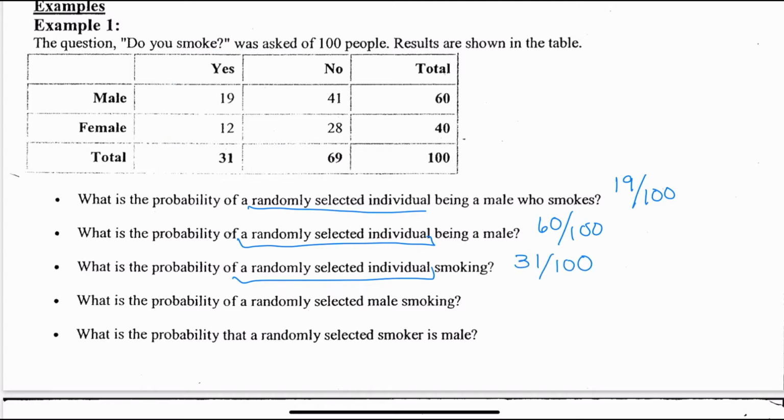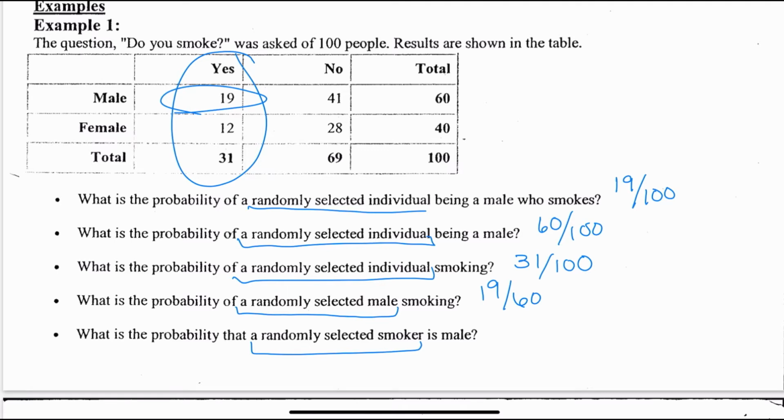What is the probability of a randomly selected male smoking? Now this is different because we're talking about a randomly selected male. There are a total of 60 males, and out of those 60 males, how many are smoking? 19 out of 60. So the answer is 19 out of 60. What is the probability that a randomly selected smoker is male? Now I'm looking at all of the smokers. So out of 31 smokers, how many are male? 19 out of 31.